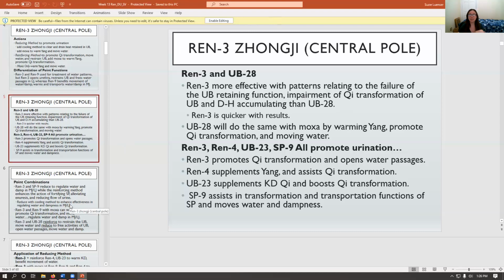You might use a combination of some of them. Very often we will use Ren 3 in addition to any of those other points, because Ren 3 can be used more as a branch point as opposed to a root point, whereas things like Ren 4, UB23, spleen 9 really are more so root points.